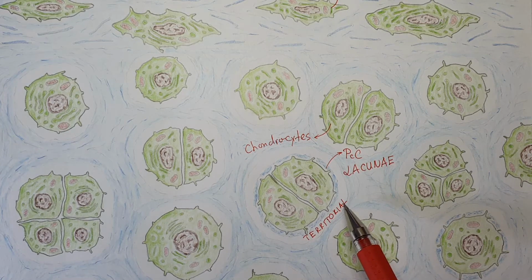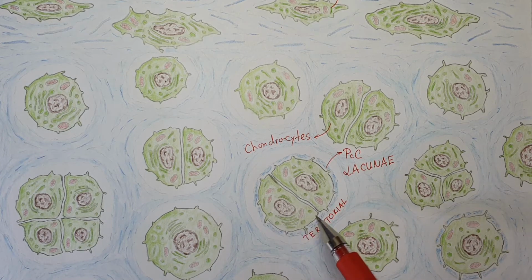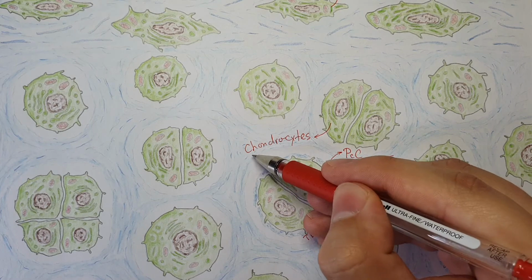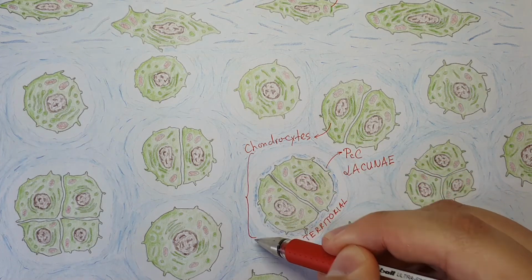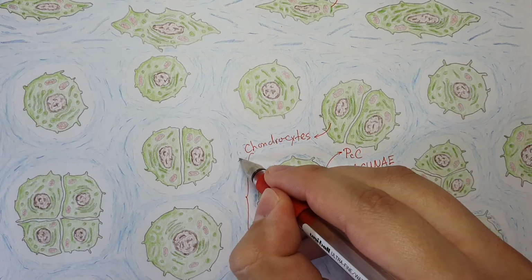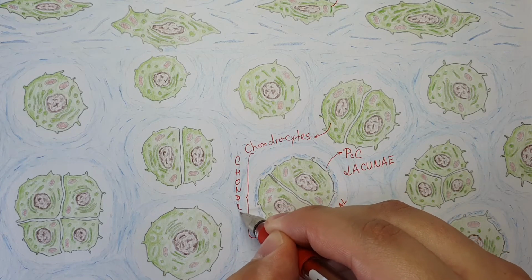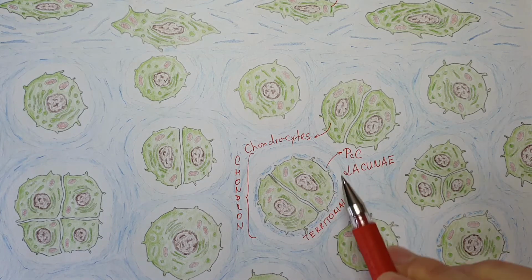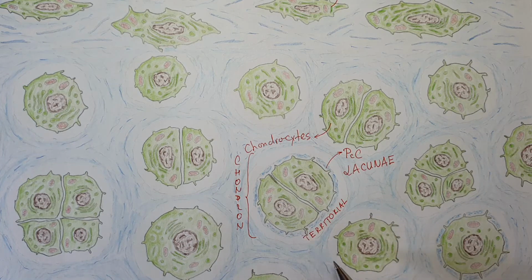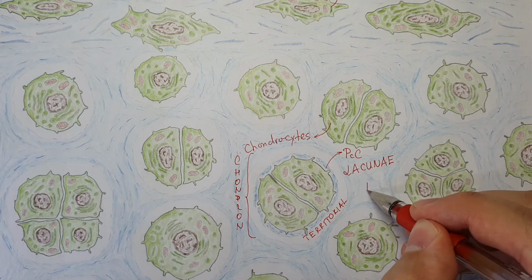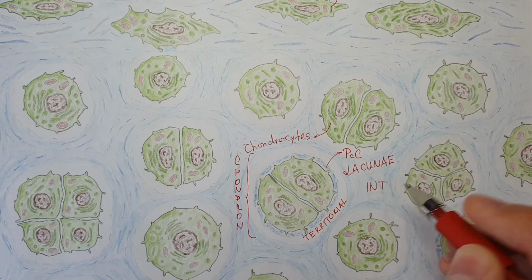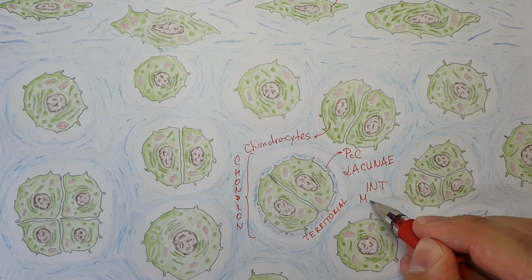Together, the territorial matrix and these cells are called a chondron. The remainder of the matrix that is left is called the interterritorial matrix.